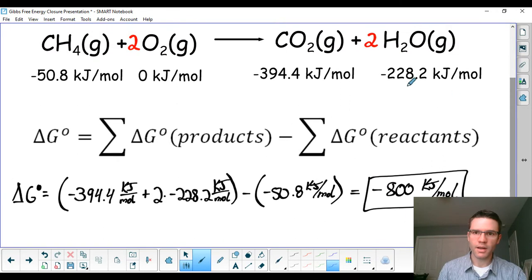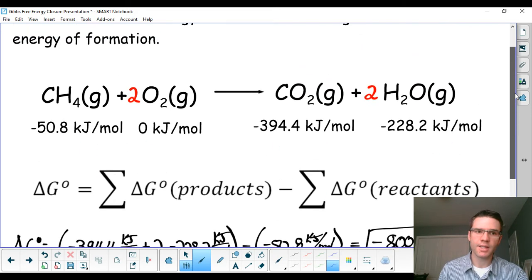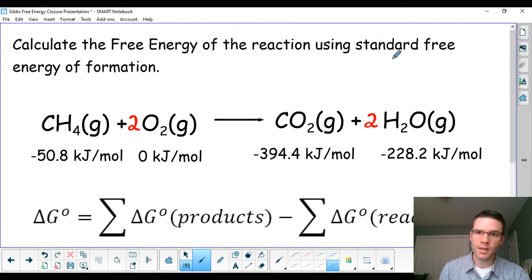These values would be from different tables, but this one comes out to negative 800. This is the same chemical reaction that we were looking at earlier that was negative 18 kilojoules per mole, but we'd have a spontaneous reaction here. And this is a pretty simple calculation. So if you have a problem that asks you to just calculate Gibbs free energy at standard conditions, that'd be your standard free energy, just do sum of products minus sum of the reactants, and you have to look those up on the table.